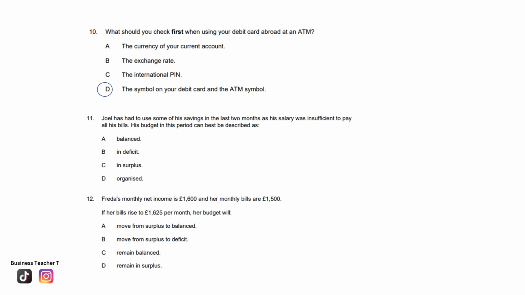And the answer is B. In deficit. Question 12. Frida's monthly net income is £1,600 and her monthly bills are £1,500. If her bills rise to £1,625 per month, her budget will A. Move from surplus to balance, B. Move from surplus to deficit, C. Remain balanced, or D. Remain in surplus.